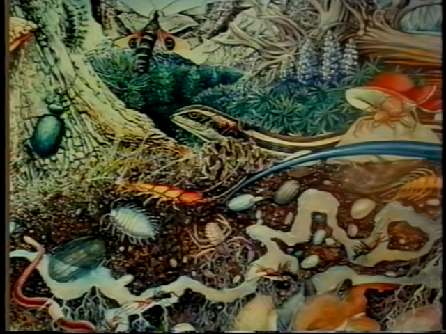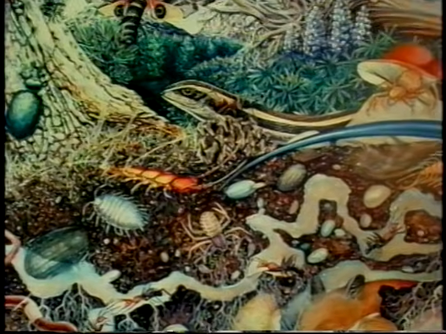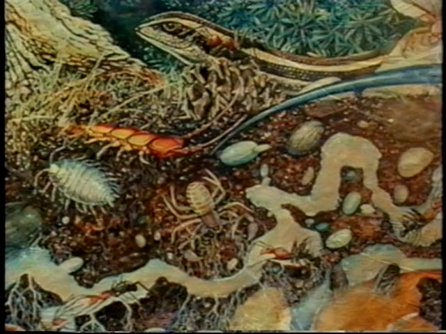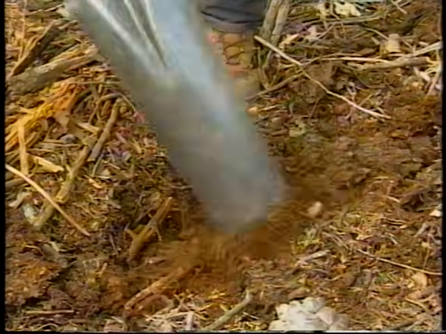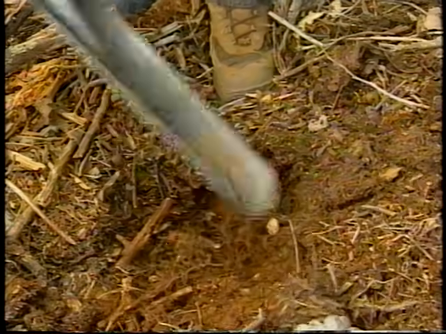First, let's look at a definition of soil. Forest soil is a mixture of minerals, organic matter, and voids through which water, gases, and organisms move and interact. The development, makeup, fertility, and condition of soil is strongly dependent on the breakdown of organic matter on the soil surface. Let's look at a few examples of ecosystems and their soils.